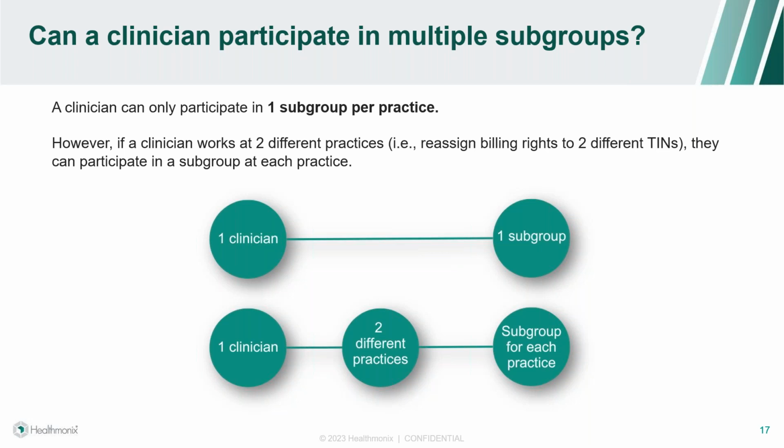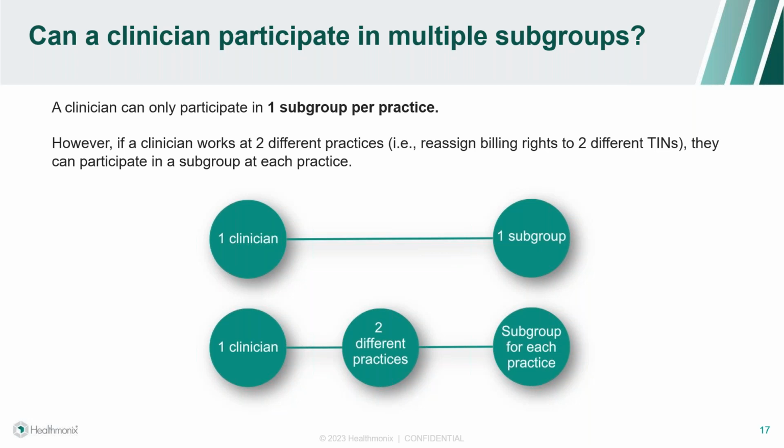So as you can see here, 1 clinician, 1 subgroup; 1 clinician, 2 different practices. They have the ability to do a subgroup in each of the different practices that they have reassigned their billing rates to. However, the reason an NPI, an individual practitioner, can only do 1 subgroup within a practice is a technical limitation from CMS.